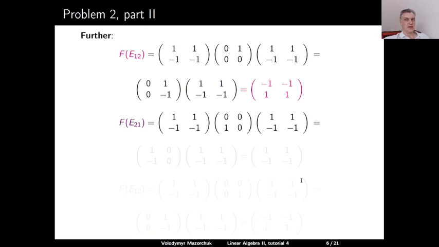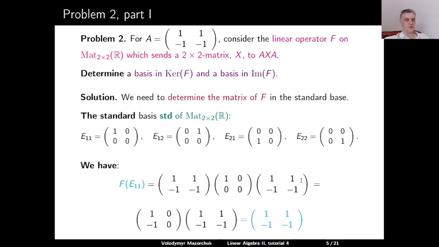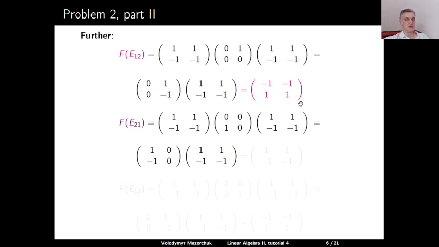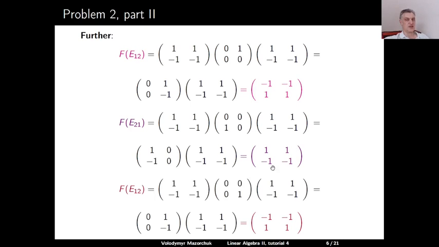So let's look again at these matrices. For the first basis vector, we have 1, 1, minus 1, minus 1. So the coordinates in the standard basis of this matrix are 1, 1, minus 1, minus 1. For the second matrix, we have minus 1, minus 1, 1, 1. For the third, we have the same as the first. And for the fourth, we have the same as the second.